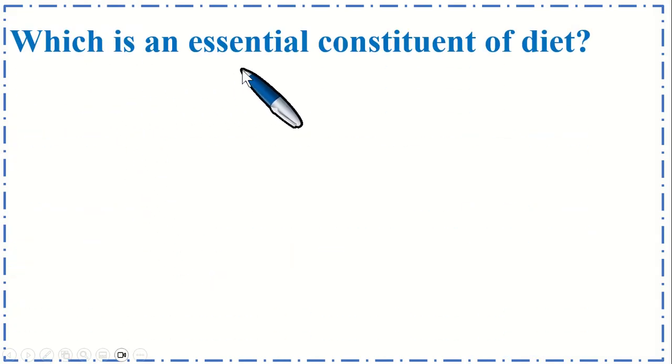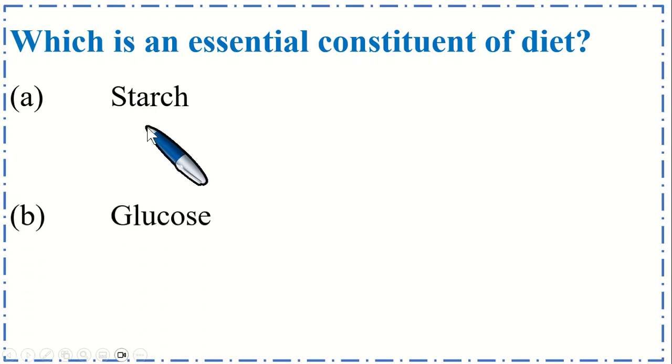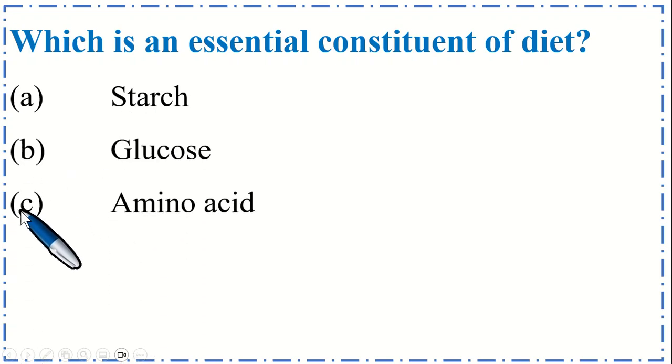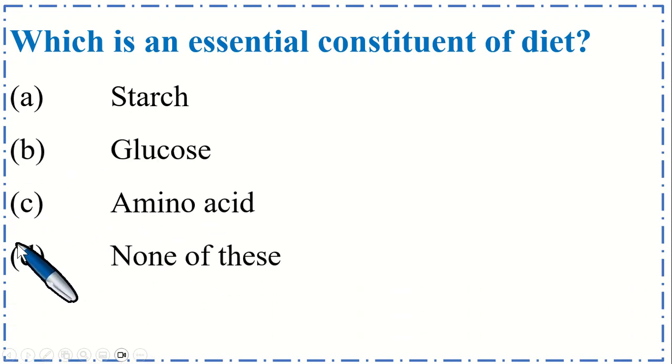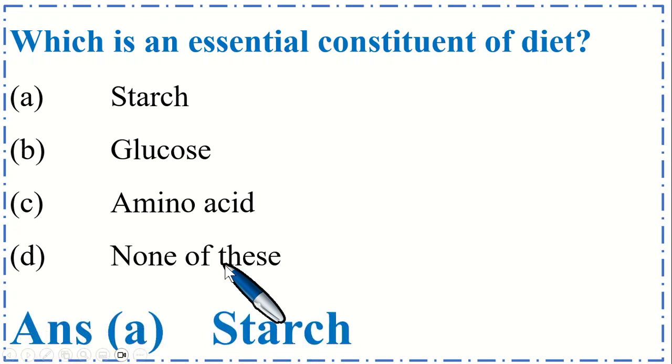Which is an essential constituent of diet? Option A, starch. B, glucose. Option C, amino acid. And option D, none of these. So the correct option is A, starch.